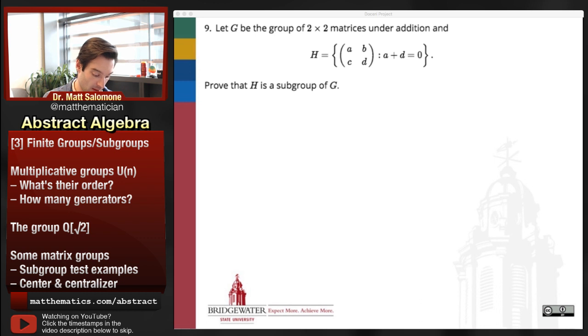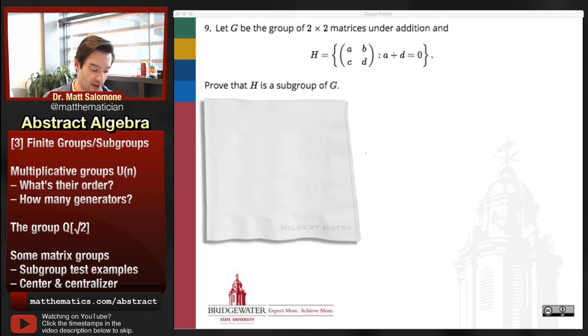And maybe since we already used a one-step test, let's use a different subgroup test for this example. How am I going to show that H is a subgroup of G, where G is the group of 2 by 2 matrices with the operation of addition? Can we use the finite subgroup test?